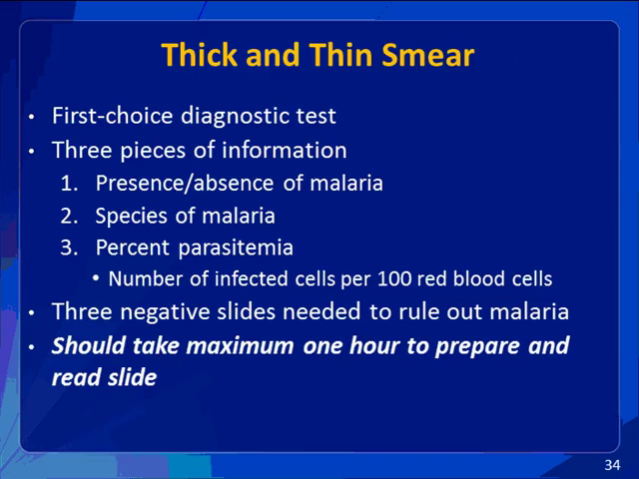Thick and thin smears, where blood is smeared on a slide, dried, stained, and examined under a microscope for the presence of parasites, is the first choice diagnostic test for suspected malaria. A correctly read thick and thin smear should yield 3 pieces of information: the presence or absence of malaria parasites, the species of parasites, and the percent parasitemia, which is defined as the number of infected cells per 100 red blood cells.